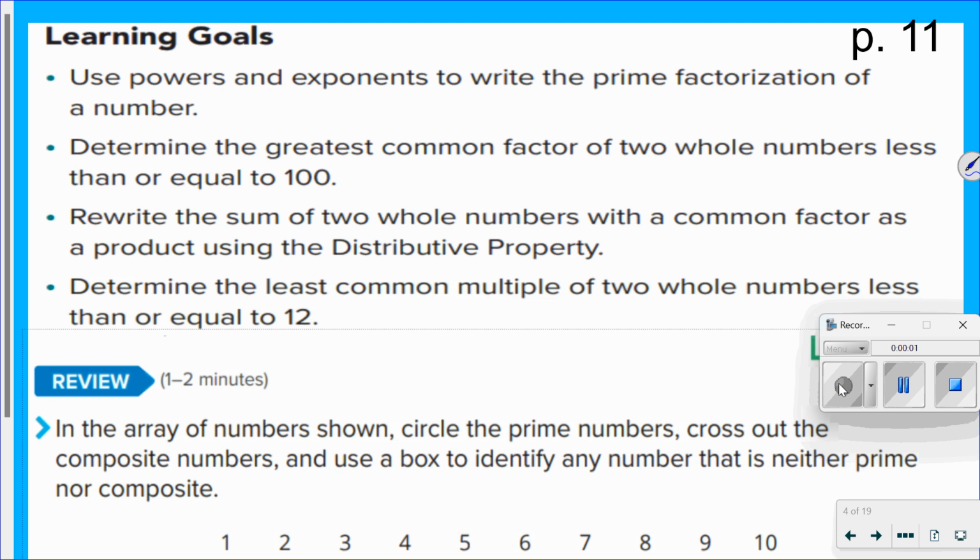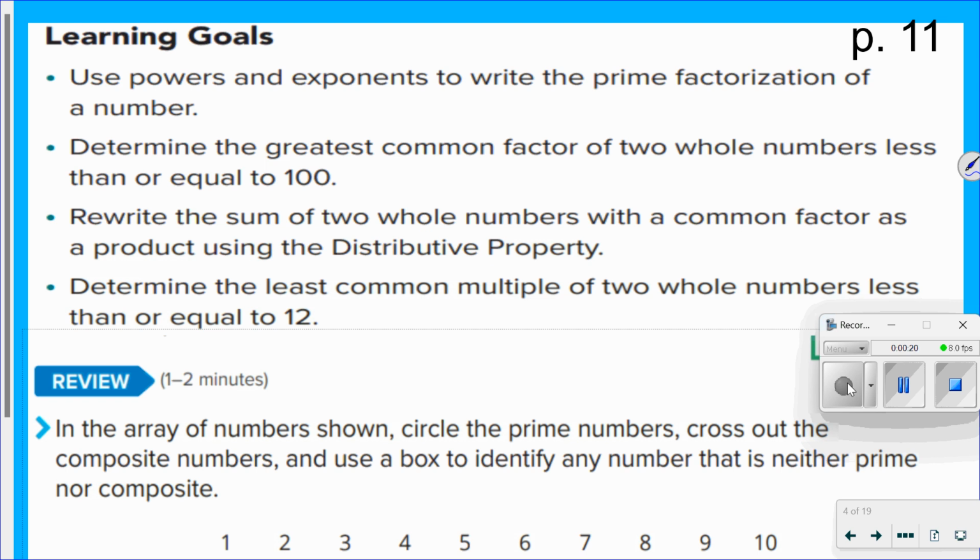Page 11 in your books. One thing I want to point out this year, one of our administrative initiatives is we need to make sure our standards are posted for every single lesson that we do.